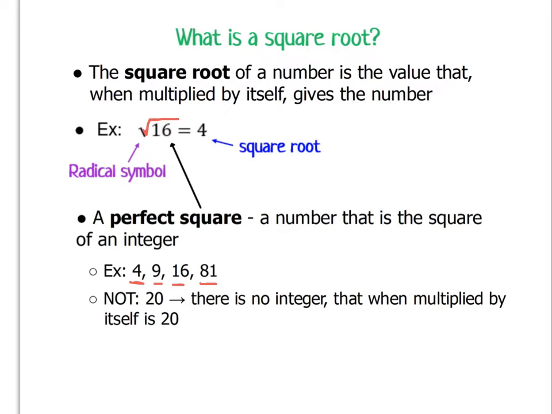So a number that is not a perfect square is 20. There is no number that when I multiply it by itself is 20. Because I know 4 times 4 is 16. 5 times 5 is 25. So there's no number that exactly gives us 20. So take a minute, write all of this down, all of these notes, and then move on.